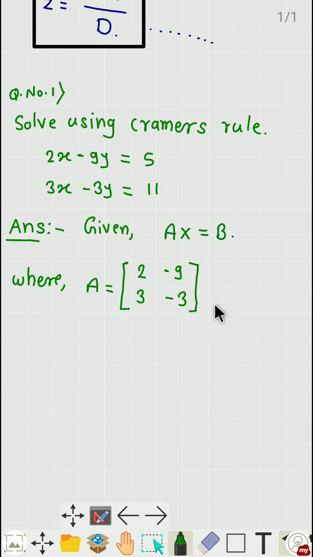Matrix X is the matrix of variables. X matrix is equal to x, y. There are only two variables, x and y. And what is matrix B now? B matrix is obtained from the right hand side coefficients of the system of linear equations, which are 5, 11.